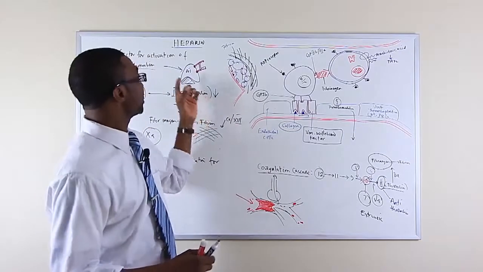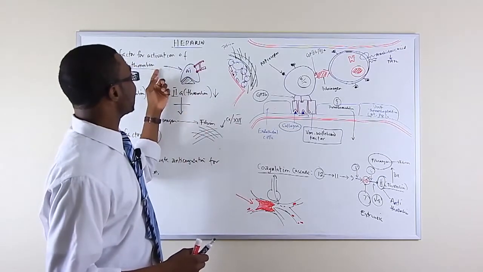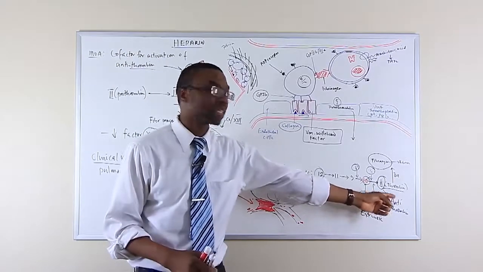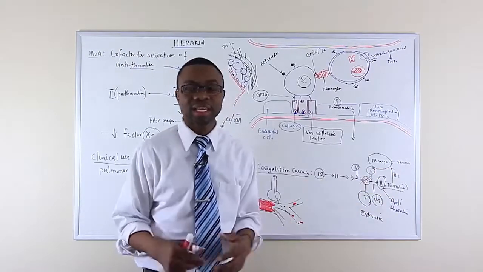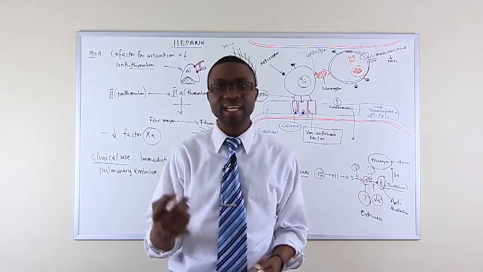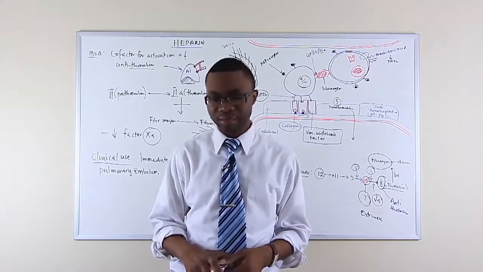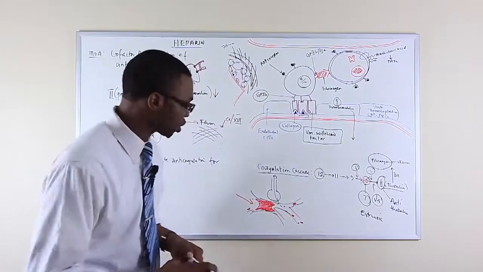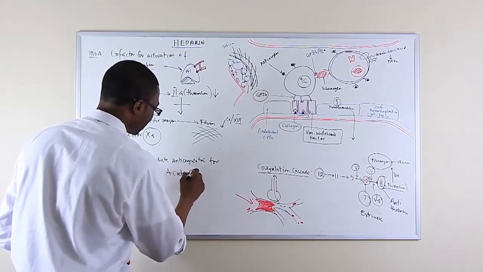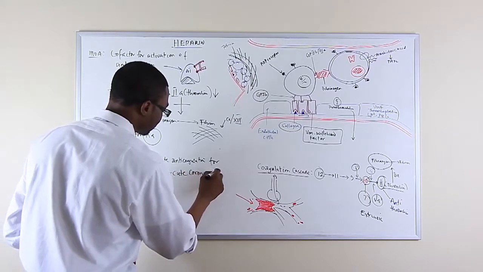And what does it do? It activates antithrombin and decreases the amount of thrombin so that patients cannot form more clot, less fibrinogen, less clot formation. That is the first indication that you need to know for using heparin. The second indication is acute coronary syndrome.